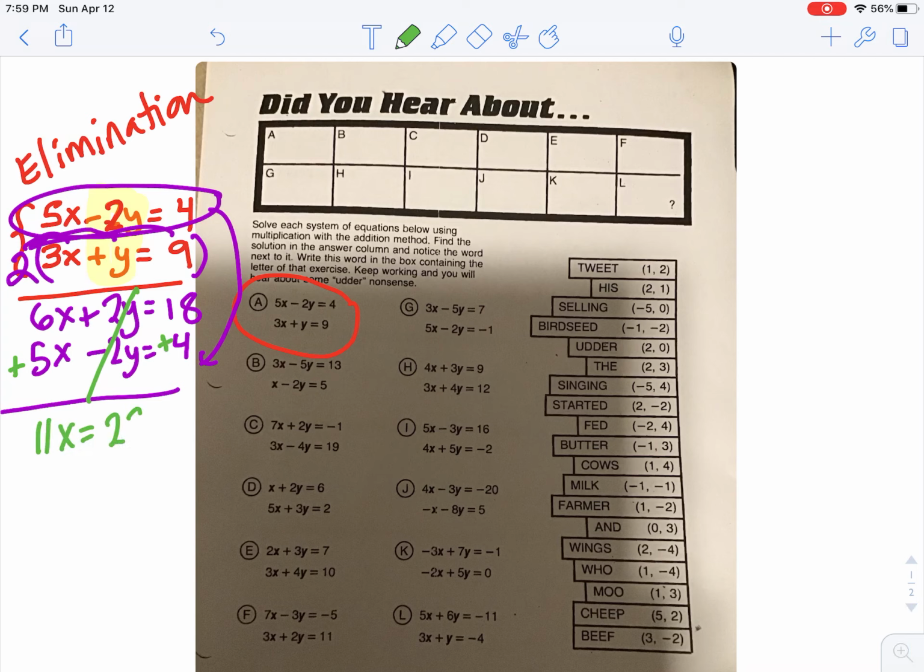And now these are both positive, so I just add 11x. 18 plus 4 is 22. When I divide by 11, x equals 2. So at quick glance, there's a couple of them that have x equals 2. Like this one does, this one does, this one does. All right, so that's not going to help me too much. So I still have to figure out what y is.